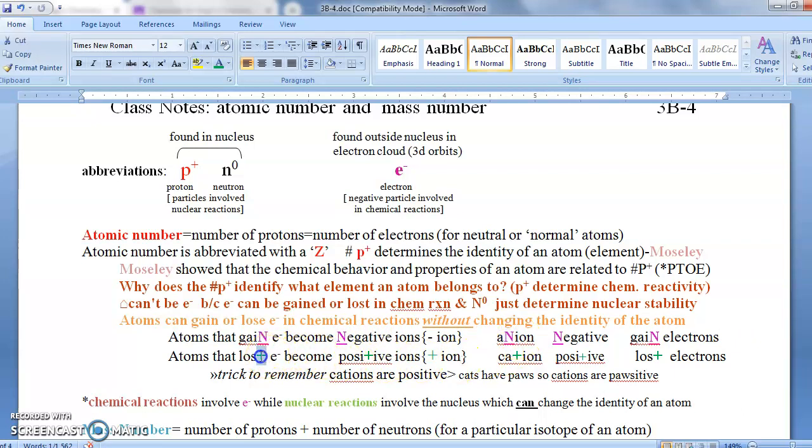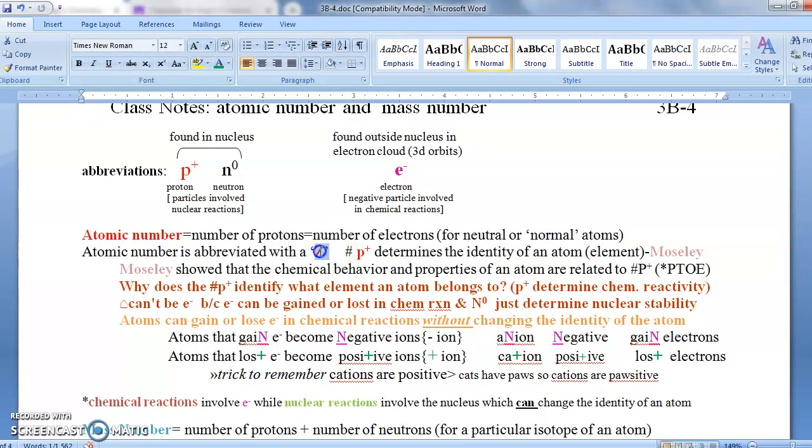Atoms that have lost electrons, the word lost has a positive sign at the end of it. If you look at the T, it sort of looks like a positive sign. Atoms that have lost electrons are positive ions, and we call those cations. Cations has the T or positive sign right in the middle. Another way to remember that cations are the positive ion is cats have paws. So cations are positive. So when would the number of electrons equal the atomic number of protons? That would be for a neutral or normal atom.